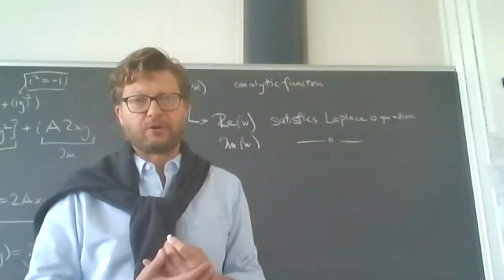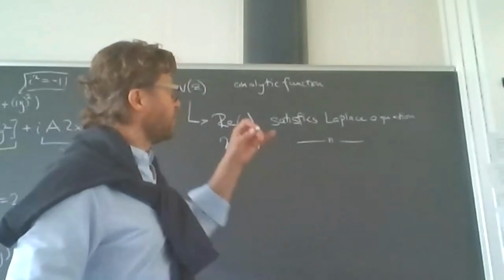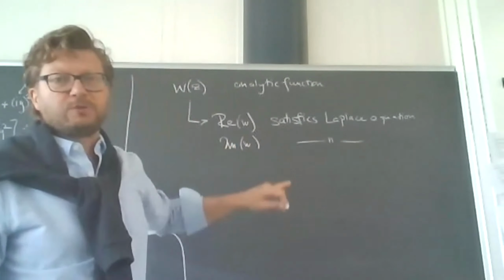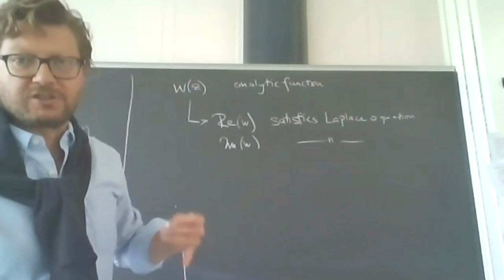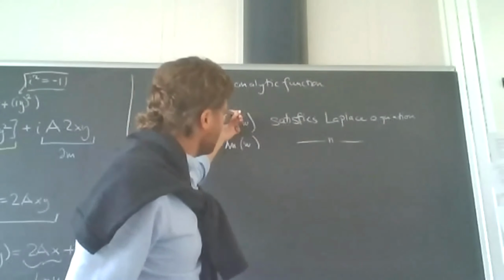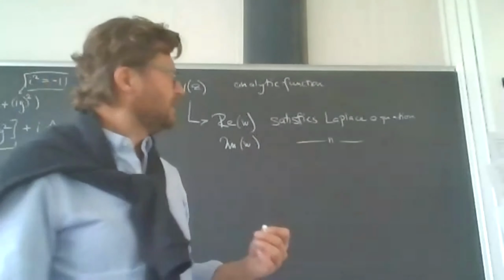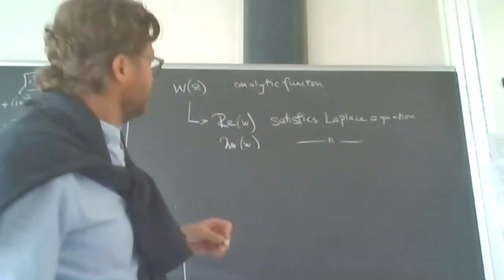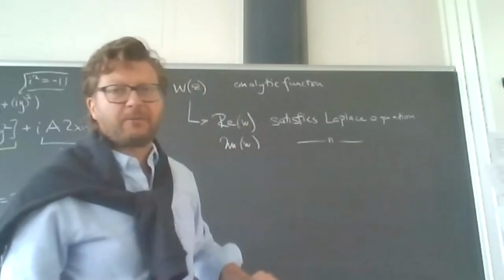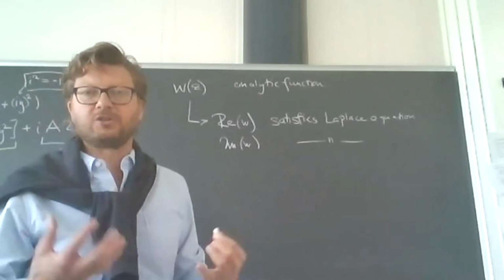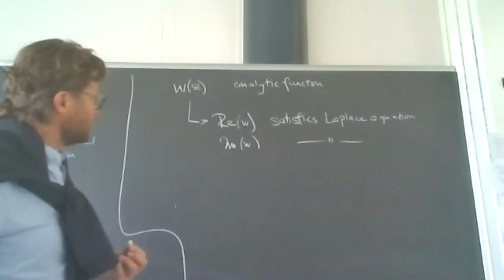Maybe some of you have heard of the Cauchy relations or the Cauchy equations. The Cauchy equations show you that as long as the complex function is analytic, its real part and its imaginary part will always satisfy the Laplace equation. And that's why it is possible to say the real part is a potential and the imaginary part is a stream function, because they automatically satisfy the Laplace equation.